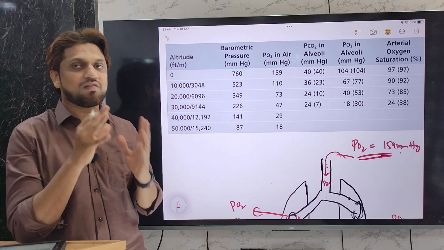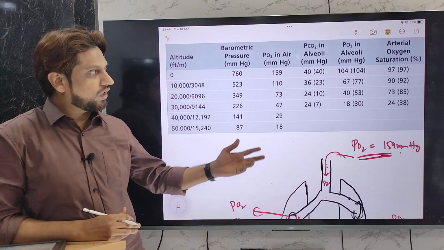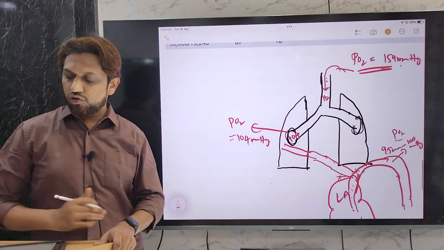So generally, 97% of the hemoglobin out of the total hemoglobin is saturated with oxygen. Okay, that is the normal thing. So this is all about the normal thing at sea level. So hope you know the differences.